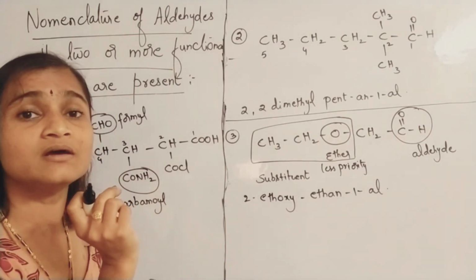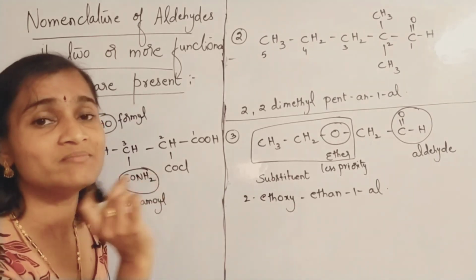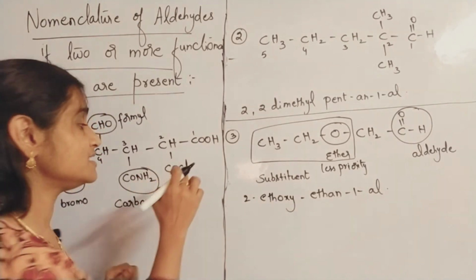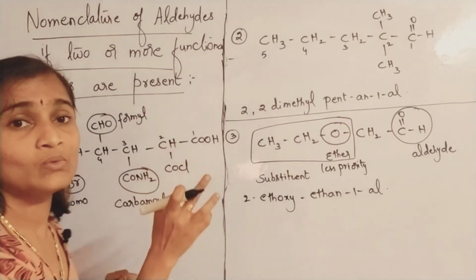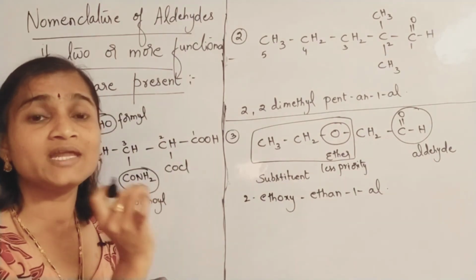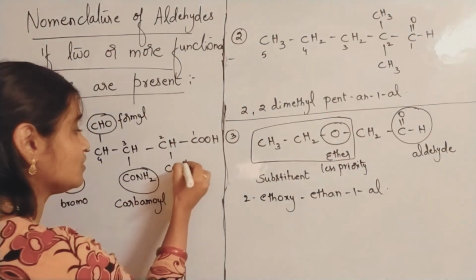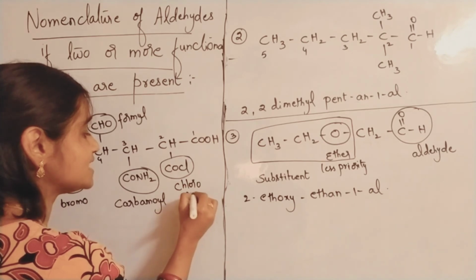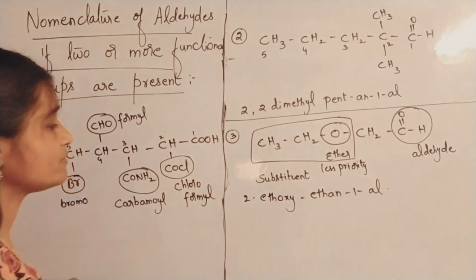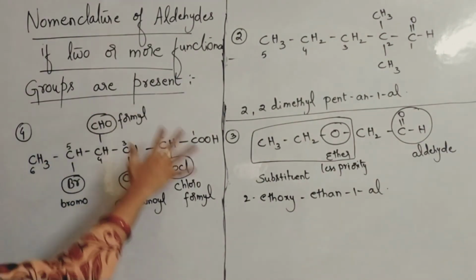So it will become formyl only. But what type of formyl is it? Chloroformyl. Please understand carefully. CHO, CClO. In place of H, chlorine is there, so it will become chloroformyl. COCl is called as what? Chloroformyl. So you have named all the substituents now.